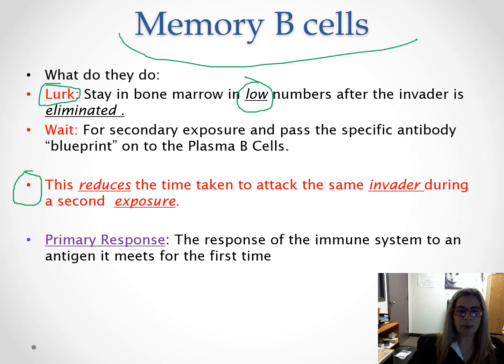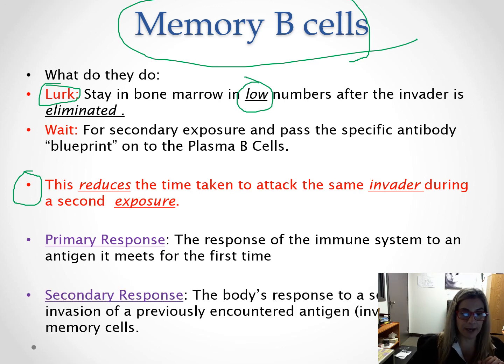When we talk about booster shots, sometimes that's what's necessary to make sure that there's enough of that blueprint in your bone marrow to protect you. For example, with tetanus, it's recommended that you get a booster shot every 10 years or so, and that's just to make sure that your memory B cells don't get to super, super low numbers so that they can't fight off infection for you effectively.